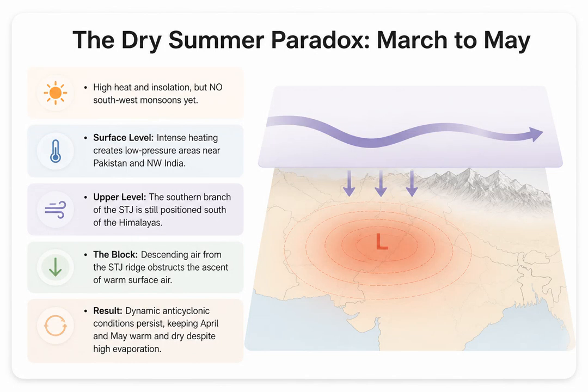You might wonder, if India is incredibly hot in April and May, creating strong surface low pressure, why doesn't the monsoon start then? It's a fascinating paradox. Even though the ground is baking and creating a surface vacuum, the upper atmosphere refuses to cooperate. The southern branch of the STJ is still stubbornly positioned south of the Himalayas during these months. The heavy, descending air from the STJ ridge acts like a physical lid, violently pushing down and obstructing the hot surface air from rising. Until that jet stream moves north, April and May remain completely dry.